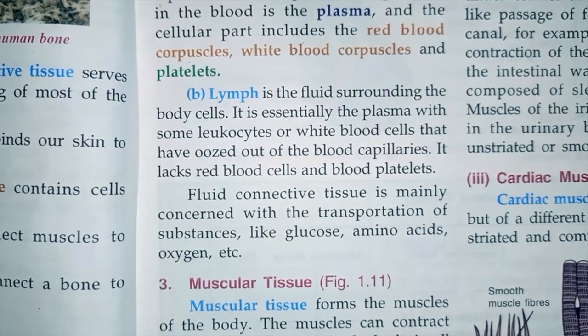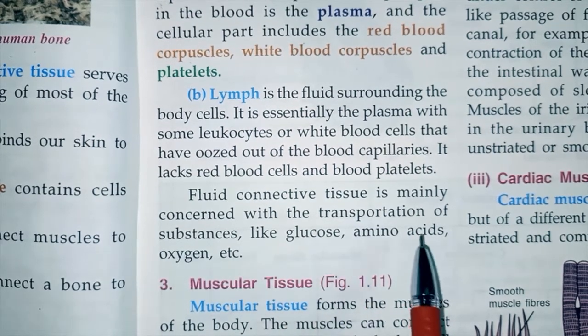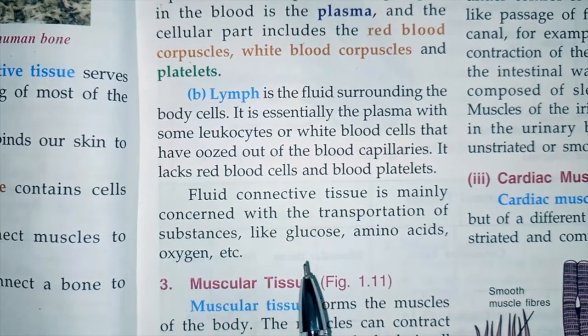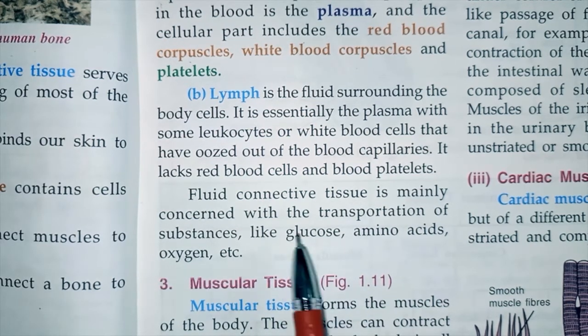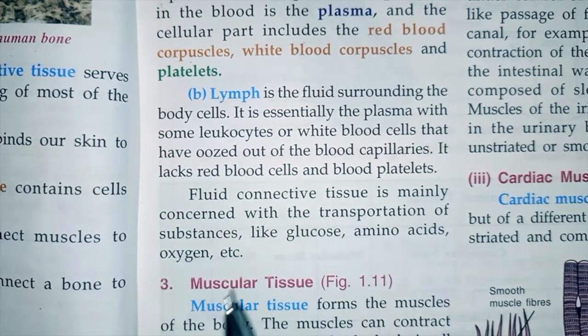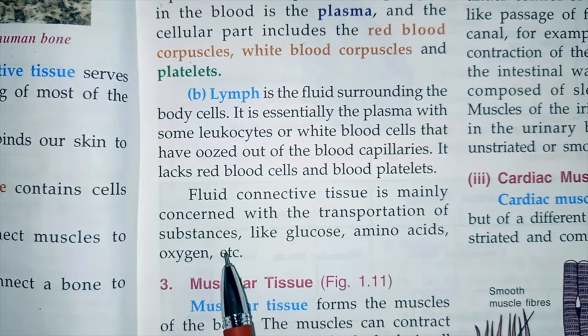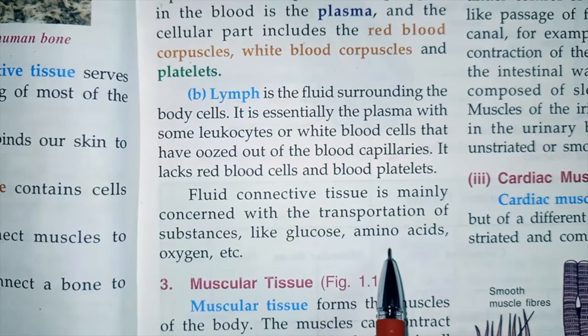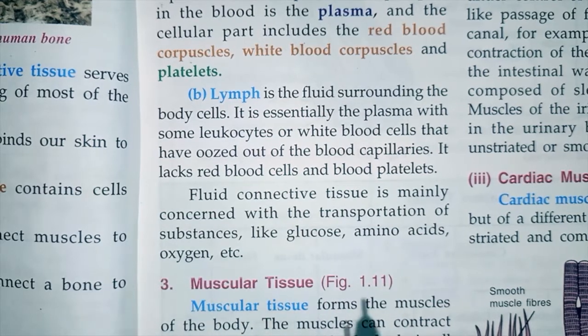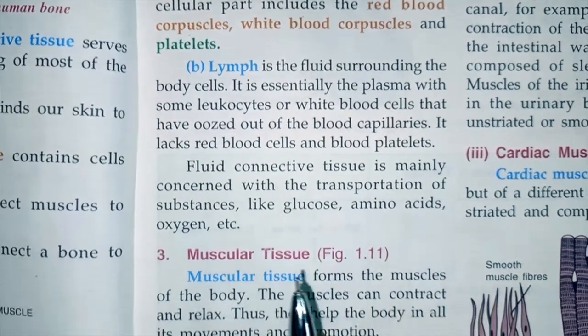Fluid connective tissue is mainly concerned with the transportation of substances like glucose, amino acids and oxygen. So what is the function of fluid connective tissue? It helps in the transportation of substances. What kind of substances? Glucose, amino acids, oxygen, etc. Now number 3 is muscular tissue.